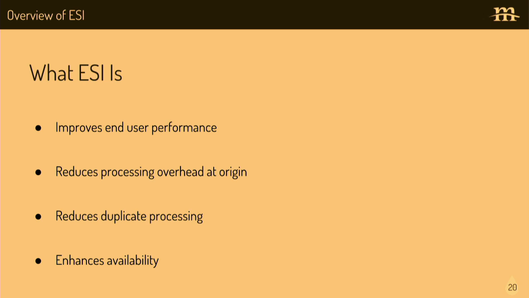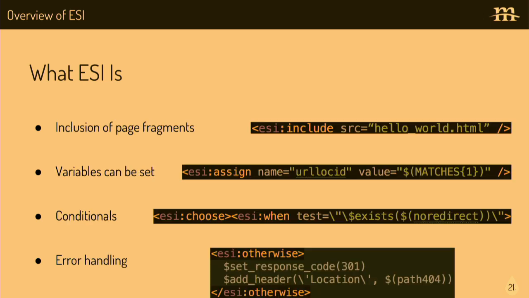So what is it exactly? Well, ESI allows us to improve end-user performance. And how does it do that? The big one that we're going to see a lot of today and focus on is the way that it allows us to reduce processing overhead at origin. So we can actually do repetitive tasks just once as a fragment and include them on multiple pages. And we can break pages apart based on how cacheable they are. So we reduce duplicate processing and enhance availability.